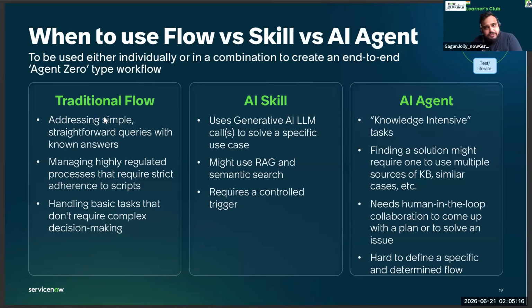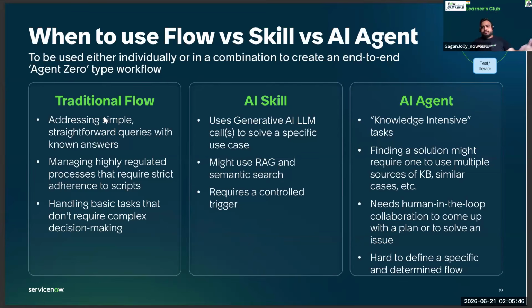Ladies and gentlemen, one of the famous questions: I'm a solution architect or I'm a developer, I have a requirement where I need to use a traditional flow, or an AI skill, or an AI agent. So this is something very generic. We are trying to explain here, and this can differ from use case to use case. It can be used individually and it can be used in combination.